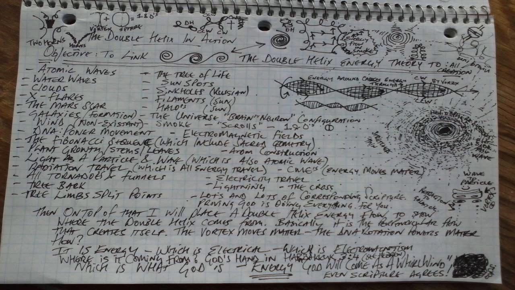waves, water waves, clouds, X-flares, the Mars car, galaxy formation, wind which is non-existent, DNA, power movement, Fibonacci sequence including sacred geometry, plant growth, stems, leaves, light as a particle and a wave, which is also an atomic wave, atomic construction, radiation travel, which is all energy travel, all tornadoes and funnels, tree bark, tree limbs, split points, the tree of life, sunspots, sinkholes, Russian ones, filaments and halos in the sun, the universe brain neuron configuration. I haven't done that one, but it doesn't really matter.